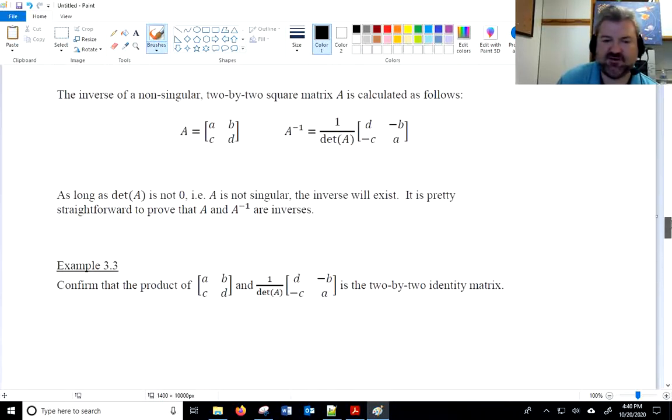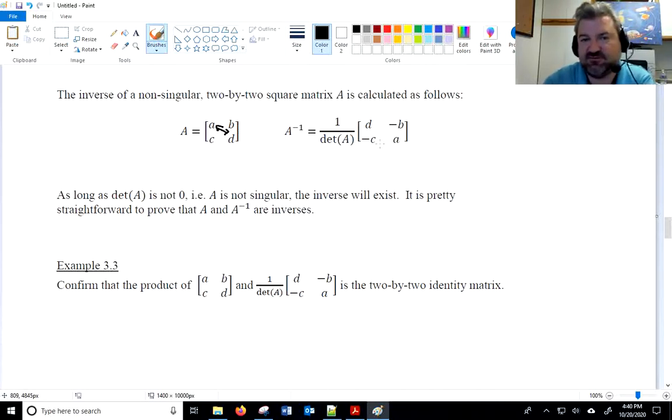Okay, the inverse of a non-singular 2 by 2 square matrix called A is calculated as follows. A inverse is equal to 1 divided by the determinant times that matrix twist, if you will. So what we do is we take the A and D and we flip them. We change their location, and then you make the C and the B negative.